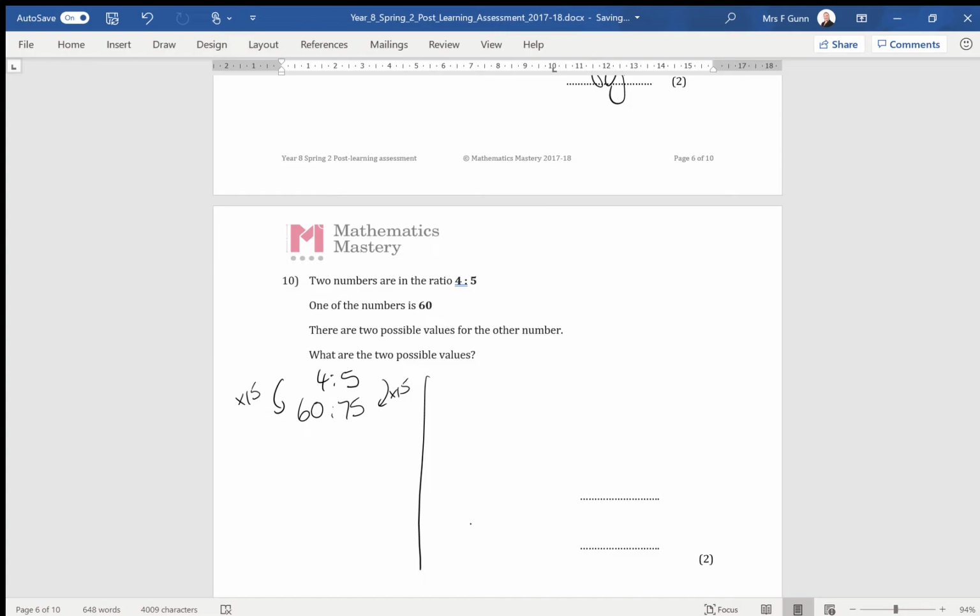Or, this one could be 60, which means I'd be timesing by 12, which would mean it'd be 48. So my answers are either 48 or 75.